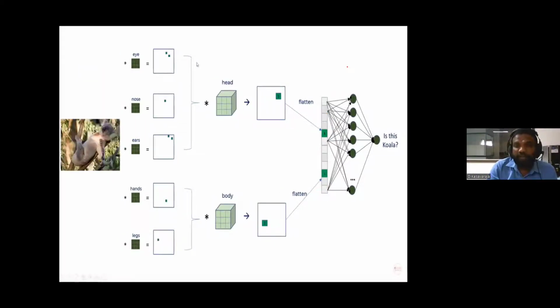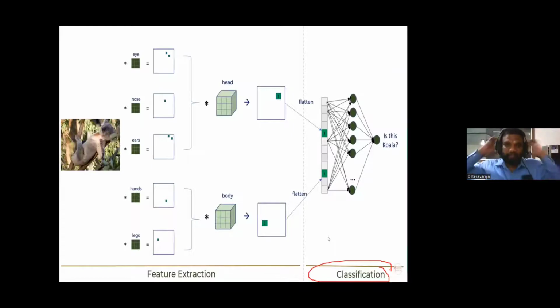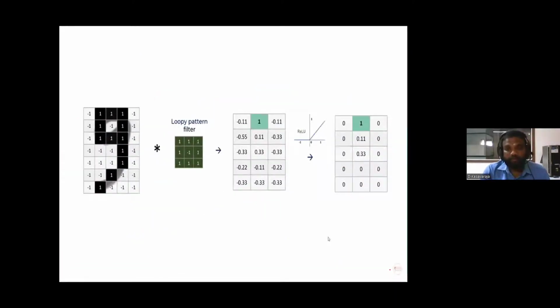This is a method for identifying object detection and object recognition using a convolutional neural network. This entire process is called feature extraction, and this neural network process is called image classification. The first stage is feature extraction, then the second stage is classification. Now, step number 1 is applying a filter, that is convolution.